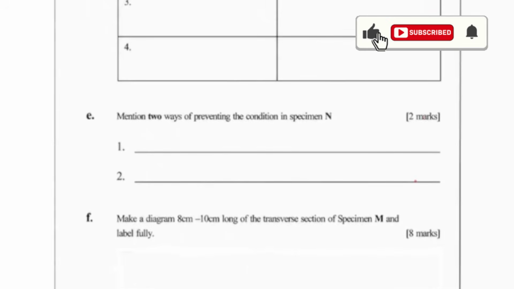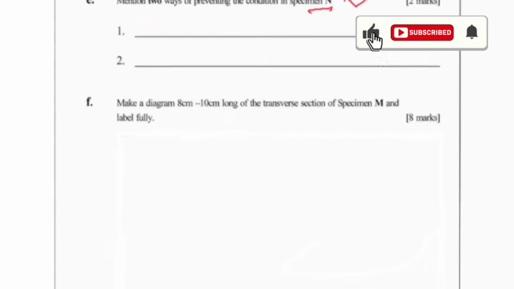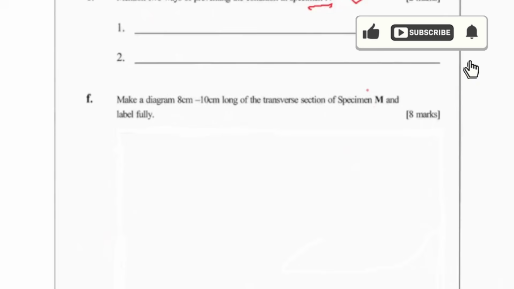And they also ask you to mention 2 ways of preventing the condition of specimen N, how to prevent it. And they ask you again to draw a diagram of the transverse section of specimen M and label fully. Now take note, if you are asked to draw a transverse section, draw a transverse section. If you are asked to draw a longitudinal section, please draw a longitudinal section.